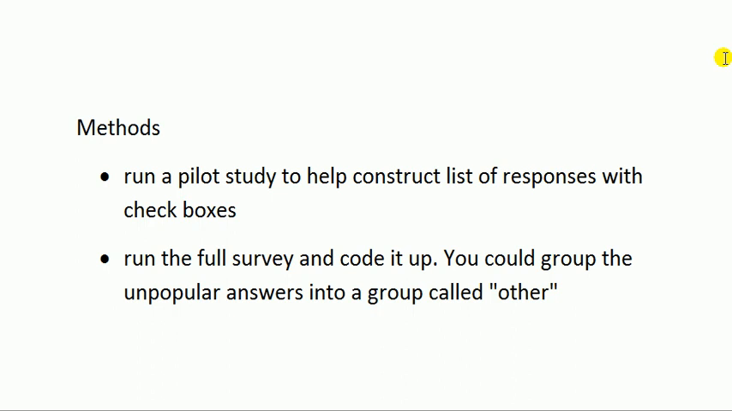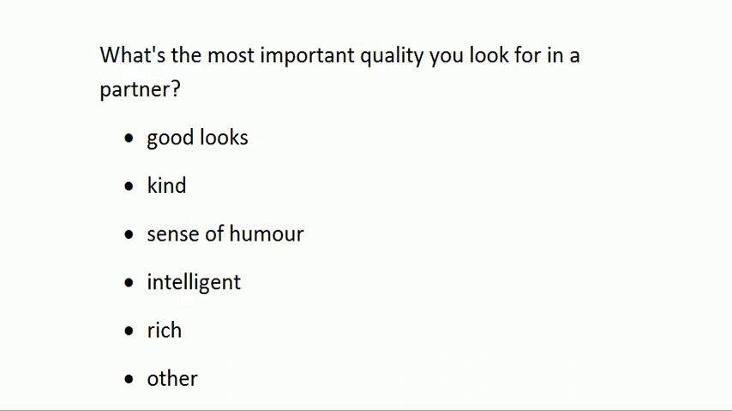So I might interview like 20, 30 people. Based on those 20 or 30 responses, I get an idea of the common responses, and then I can do checkboxes. So imagine these are all checkboxes. So good looks, kind, has a sense of humor, intelligent, rich, and then I get a few crazy ones which are very few, so I just gather everything in other.